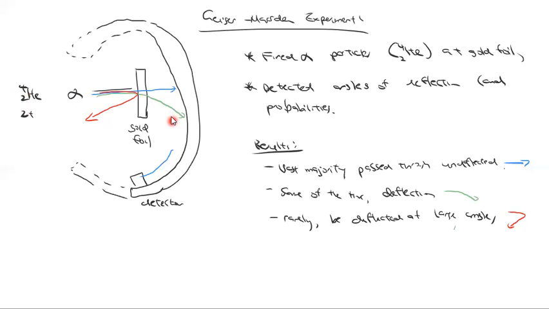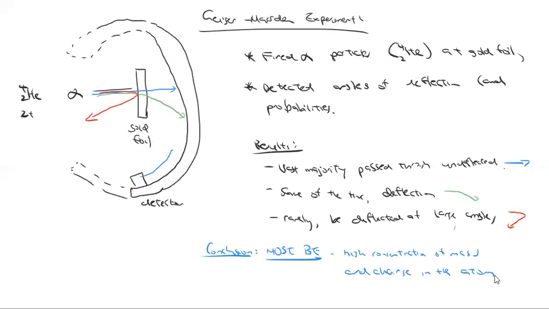So as far as the atom goes, the conclusion is there must be, has to be, a high concentration of mass and charge in the atom. And that gives rise to what you've already studied as your nucleus. This is where it starts.